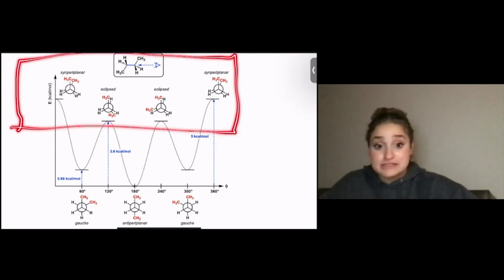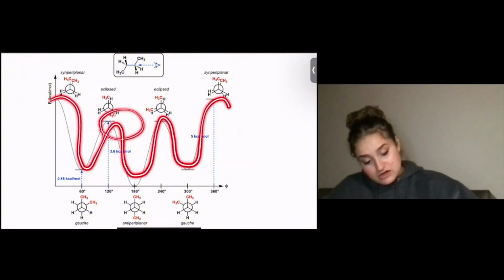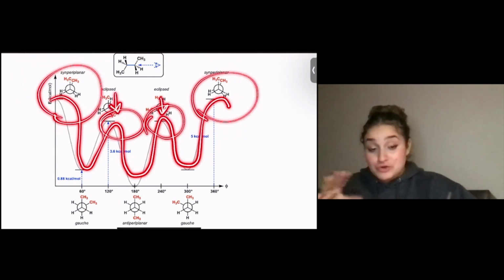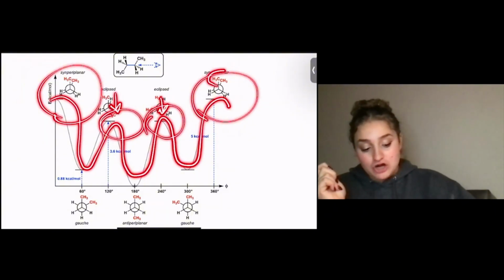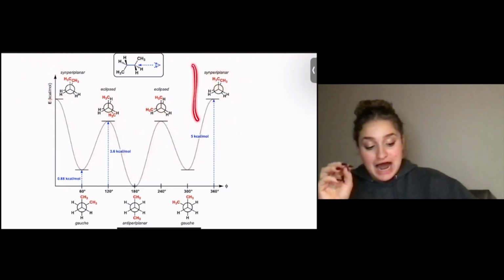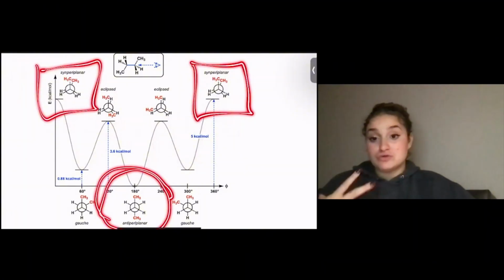You're at the movie theater, you're pissed off, okay? You're unstable, you're high in energy. So all of these tall peaks are going to be our eclipsed conformations. But again, regular eclipsed is still high in energy, but lower than our absolute most pissed off guy, which is our syn-periplanar, where our largest groups are completely overlapping. So that guy is going to be the absolute highest in energy. And our anti-periplanar is going to be the absolute lowest in energy.